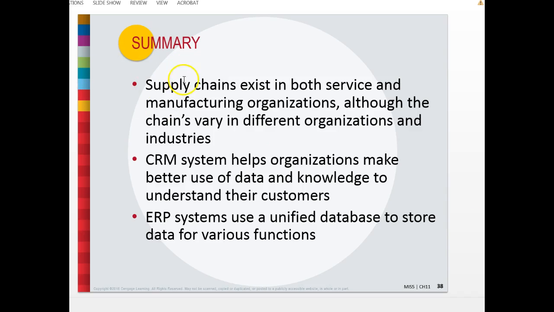So, in summary, supply chain exists in both service and manufacturing organizations. The chain varies in different organizations and industries. CRM systems help organizations make better use of their data and knowledge to understand their customers. An ERP system can also use a unified database to store data for various functions. An ERP system can be implemented in modular format so that it can lower the cost for companies to implement ERP systems.